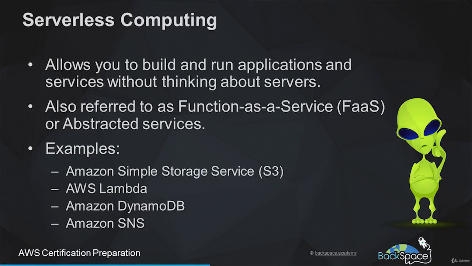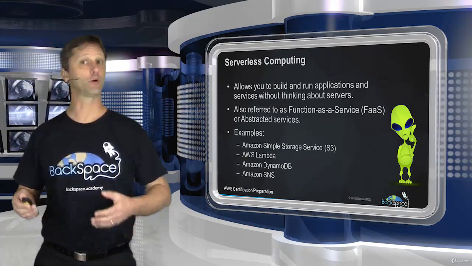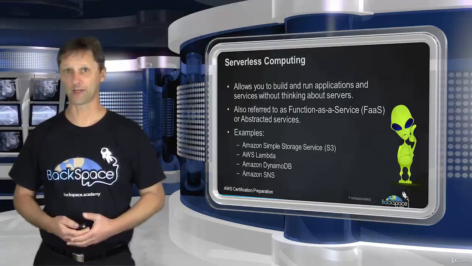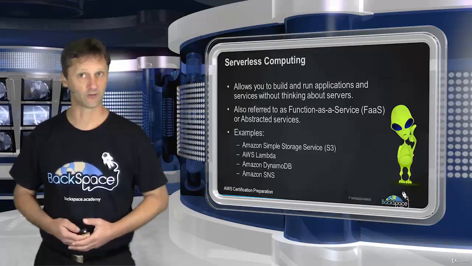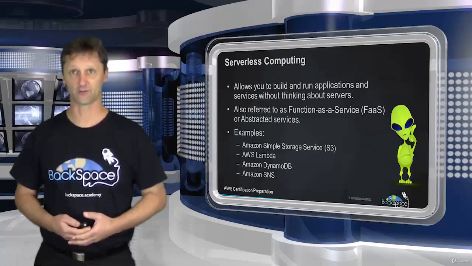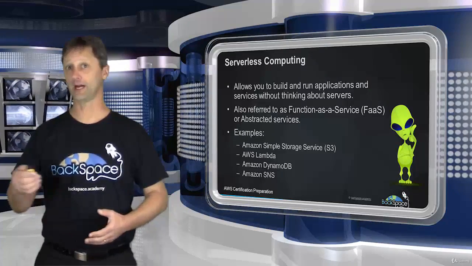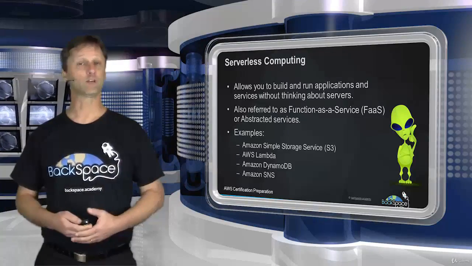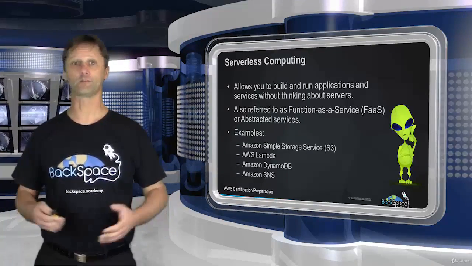Examples of that are the Simple Storage Service, which we will be using at the end of this lecture, where we create a bucket and we put objects and files into that bucket. We don't know what's behind that bucket. Obviously, there's going to be an operating system, most probably a Linux operating system, a file server, there's going to be hard drives. We don't need to worry about that because AWS looks after all that for us.